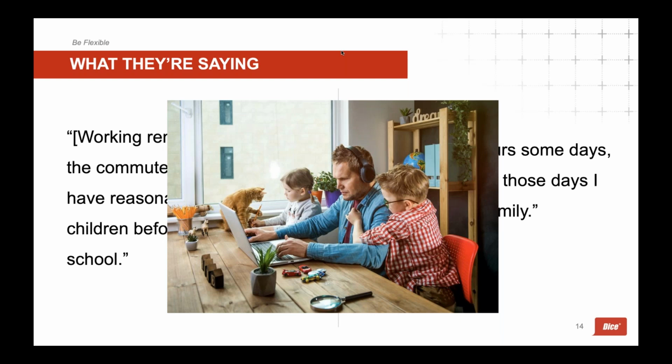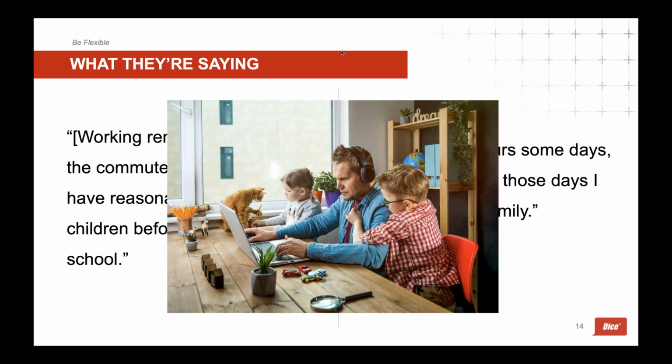Again, the key here is being flexible and accommodating to candidates' varying needs on top of understanding and empathizing with those needs. And physical workspace and work schedule are just two ways that you can show flexibility and understanding with job candidates throughout the recruitment process. For employers, there's also a retention opportunity here.